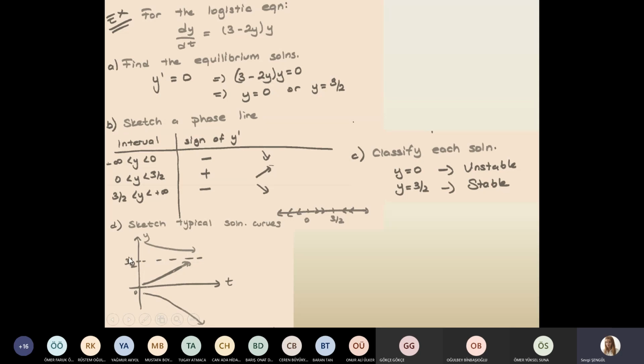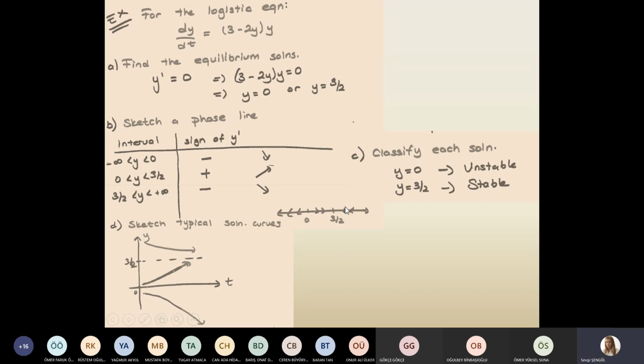So once you look at it here, 3/2 is a stable equilibrium because the solutions are approaching 3/2 from both ways. So 3/2 is stable. And once you look at the equilibrium at 0, all solutions are diverging from 0. That's why it is an unstable equilibrium. Is it clear?